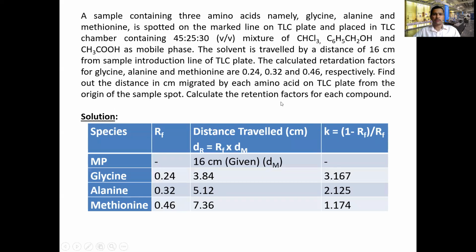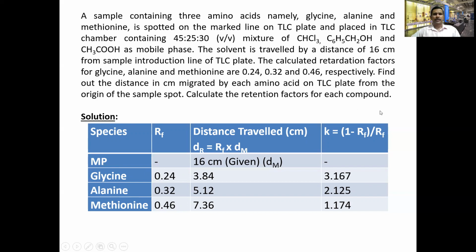Okay, let us move on to the next problem. This is related to TLC. In TLC, very importantly, you have to determine either the retardation factor, the retention factor, or the distance moved by the solute. These are all the things you can determine in TLC. So for the first problem, you can understand by looking at it what you have to determine.